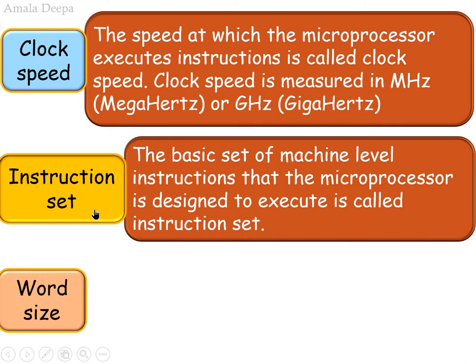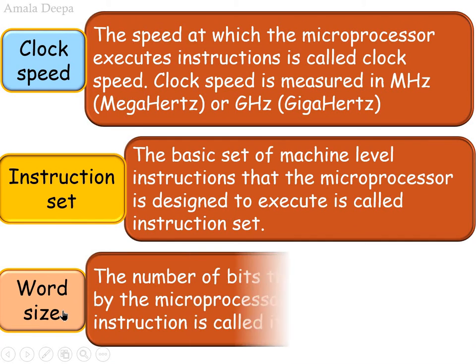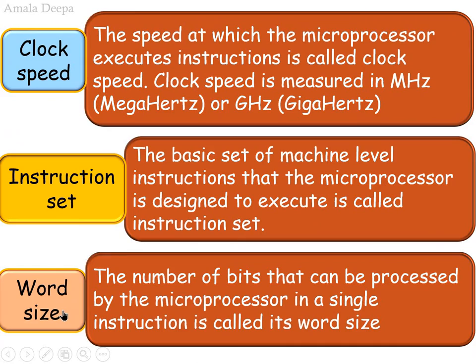Instruction set. The basic set of machine-level instructions that the microprocessor is designed to execute is called instruction set. Word size. The number of bits that can be processed by the microprocessor in a single instruction is called its word size.